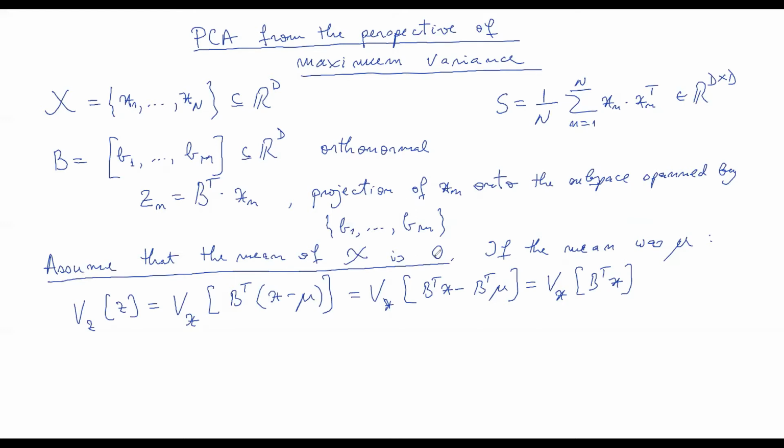In a couple of lectures, I'm going to come back to this point and discuss what you do in practice when you will have data points with a mean that is non-zero. And so we will come back to this point at that time. But for now, it's safe to assume that the mean of our data points is 0.